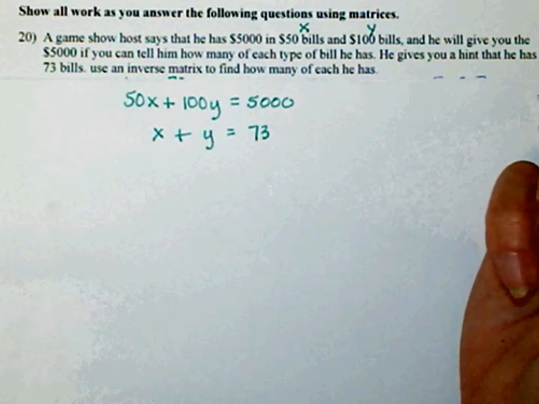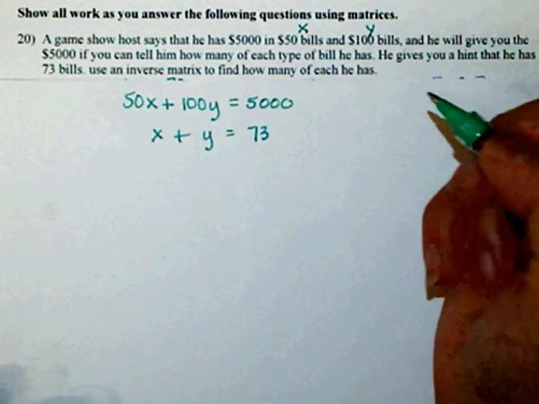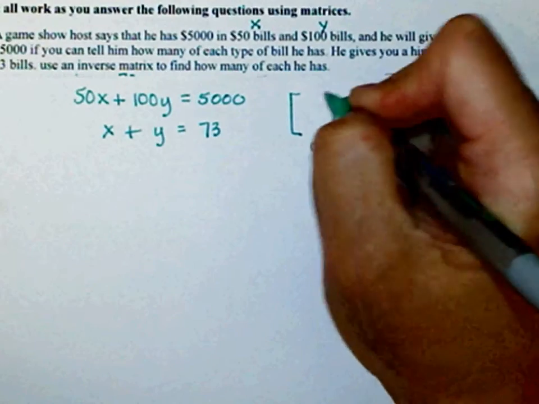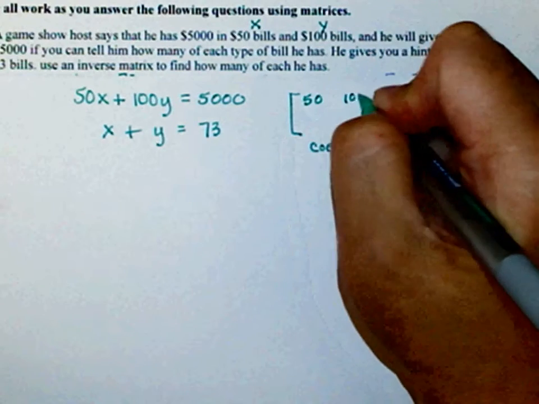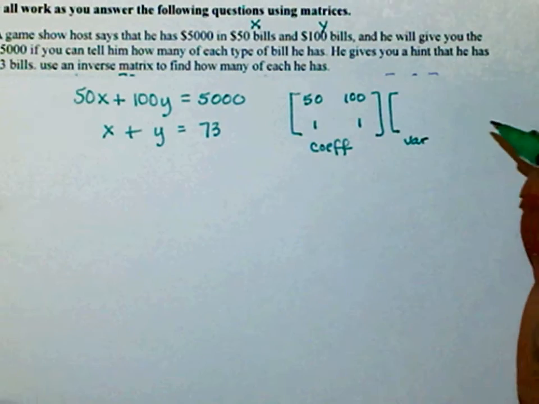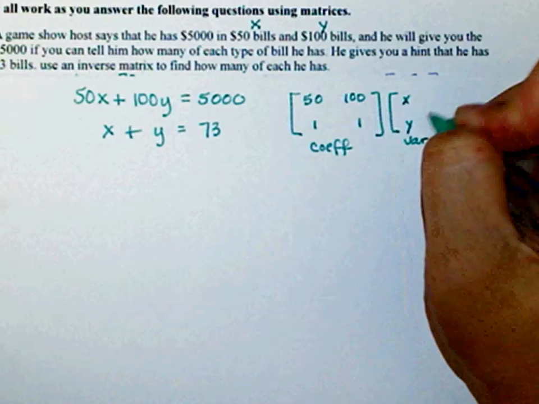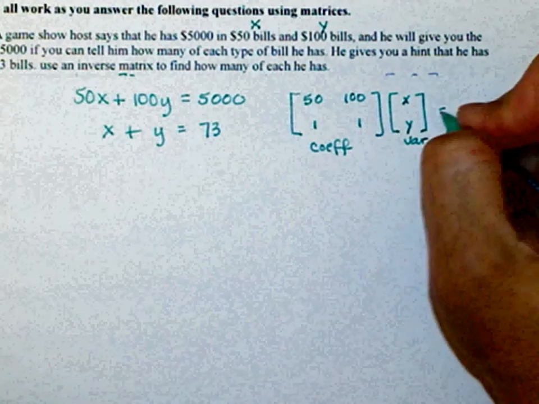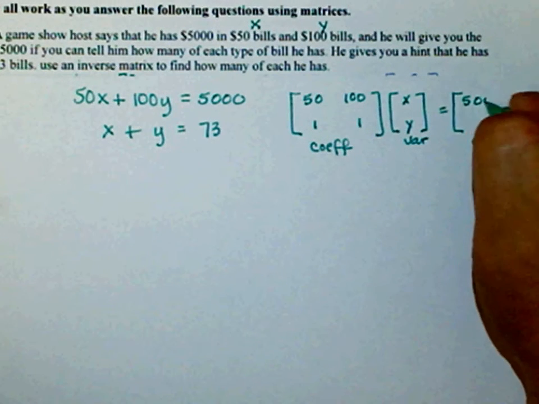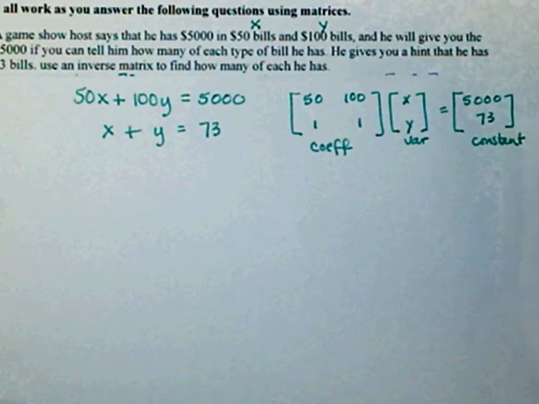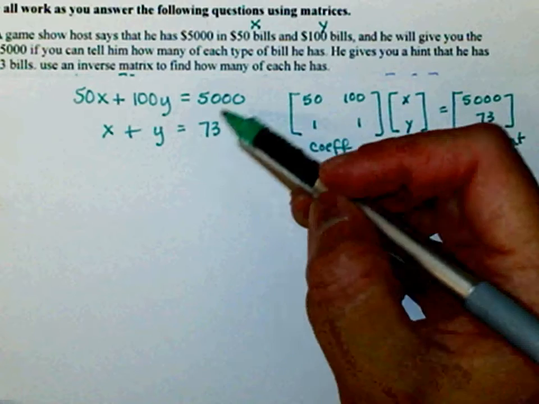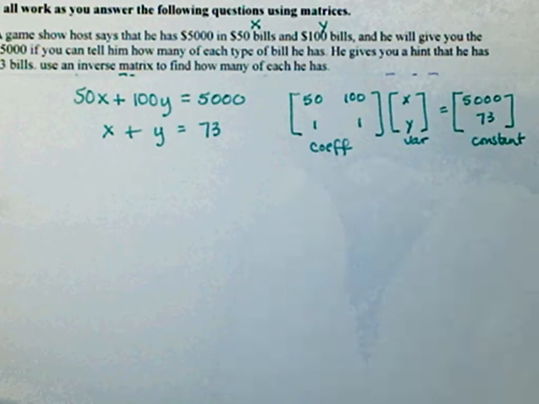So before you start, let's go ahead and write this in matrix form. First of all, you're going to have your coefficient matrix. Your coefficient matrix will be made up of 50, 100, 1, and 1. Next, you're going to have your variable matrix. Your variables are made up of X and Y, okay? Equal your constant matrix. And your constant matrix is 5,000 and 73. Now, notice how I have all my X's lined up, all your Y's lined up, all your equals lined up, as well as your constant. And there you have your matrix.